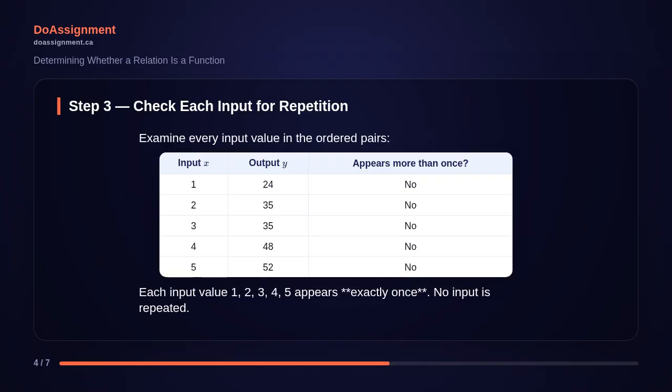Now let's check the inputs one by one. The values 1, 2, 3, 4, and 5 each appear exactly once in the input column. Not a single input value is repeated, so there is no chance that one input is matched to two different outputs.